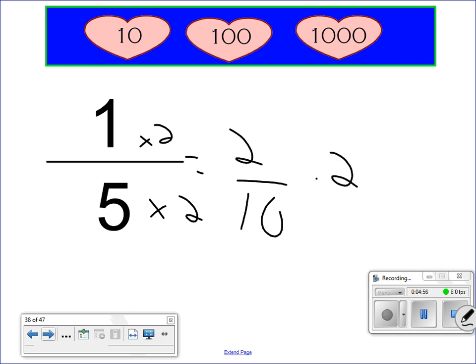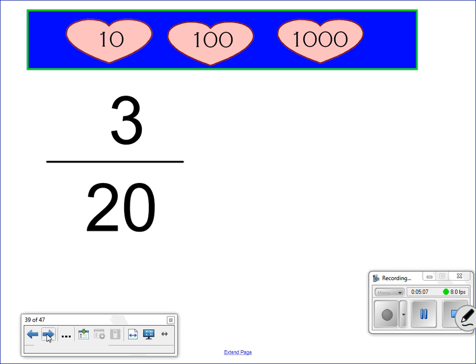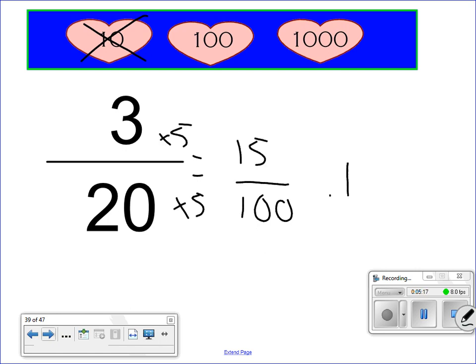Well, what if I wanted to change it to 100? Well, guess what? Times 20 times 20 gives me 20 over 100. All I have to do is add a 0 there. It's the same number. 3 over 20. Can this go into 10? It can't. Can it go into 100? It sure can. Boom. Times 5 times 5 gives me 15. 15 hundredths. That's how you'd write that as a decimal.